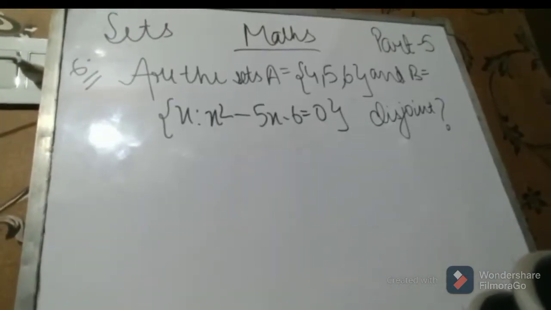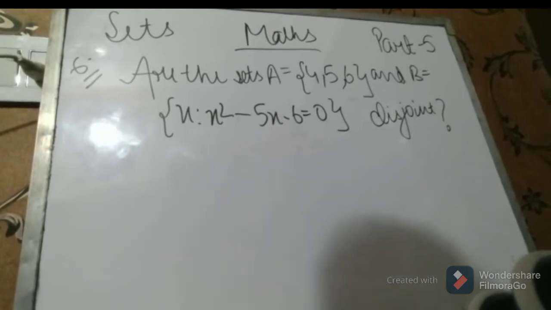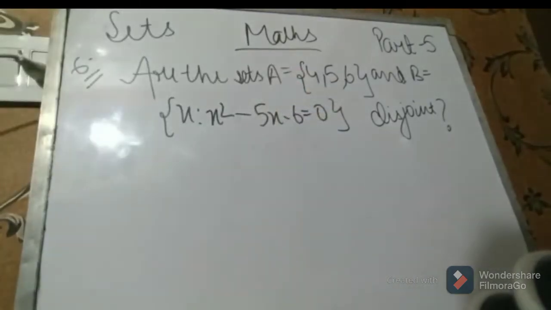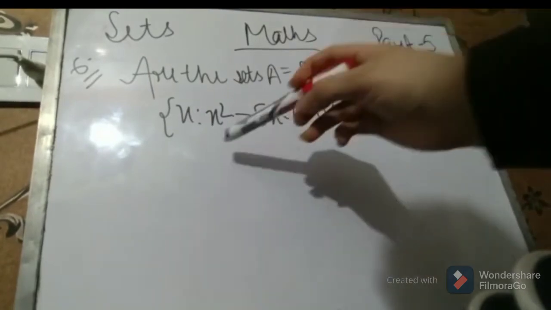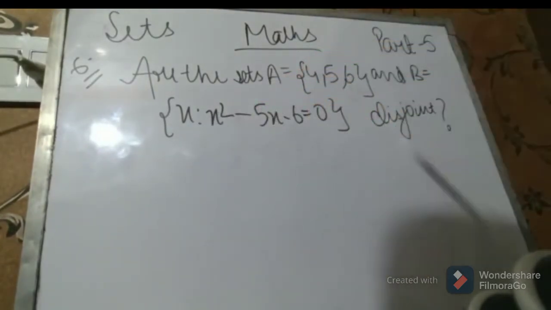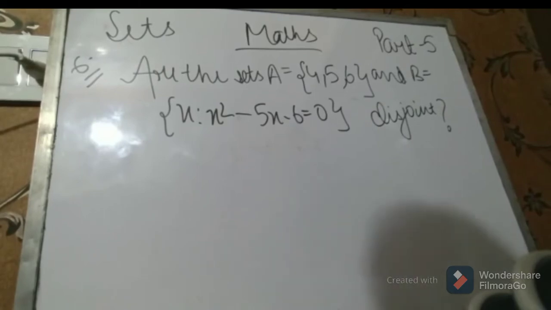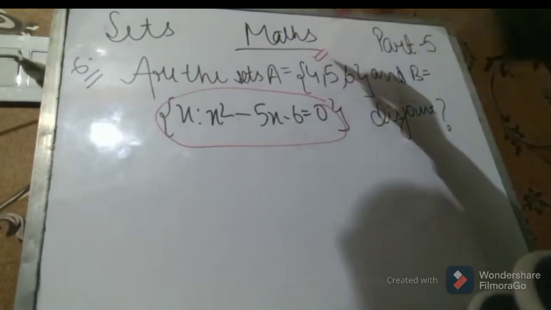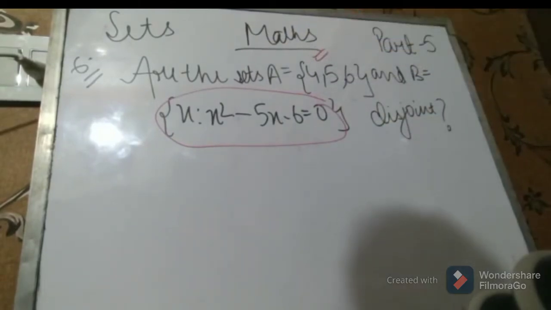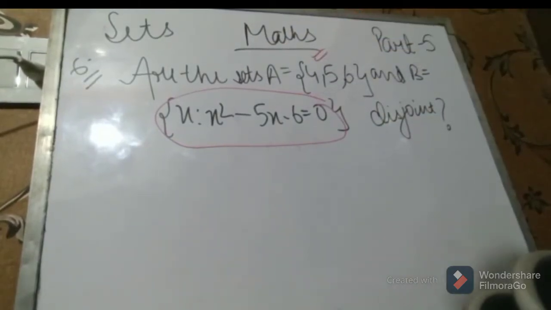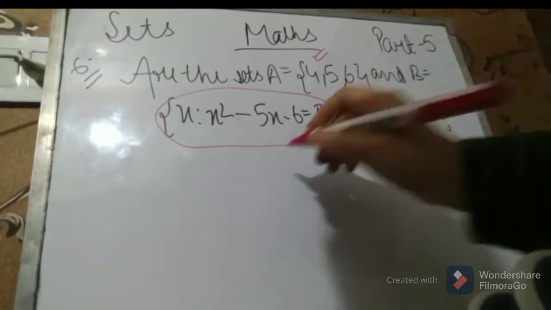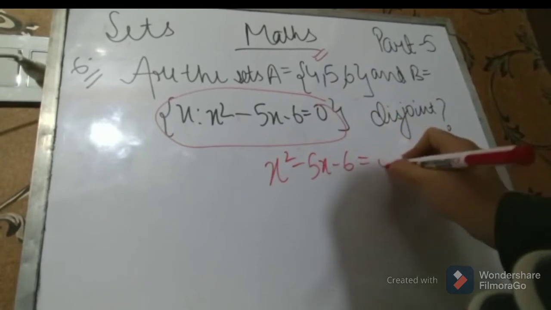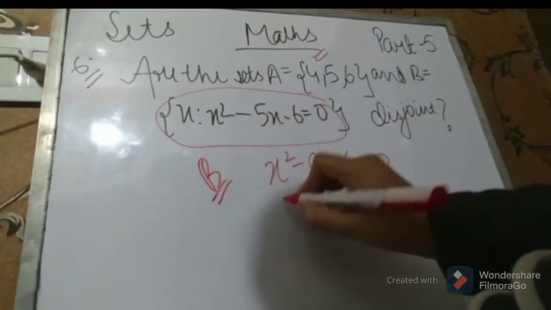Okay, so now if you see in this question, they have asked us whether the sets A, that is 4, 5, 6, and B, that is x square minus 5x minus 6 equal to 0, are disjoint. First of all we will solve the set B, because we know what is given in set A, but we are not aware of what is given in set B. So set B is x square minus 5x minus 6 equal to 0.